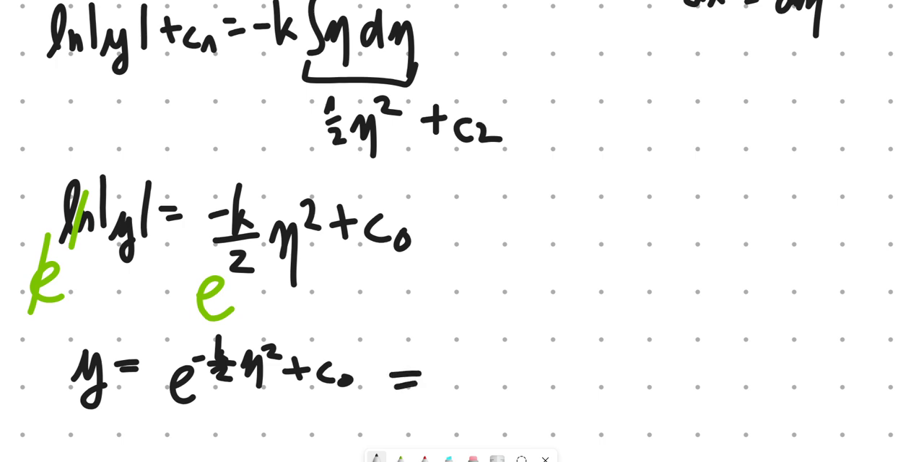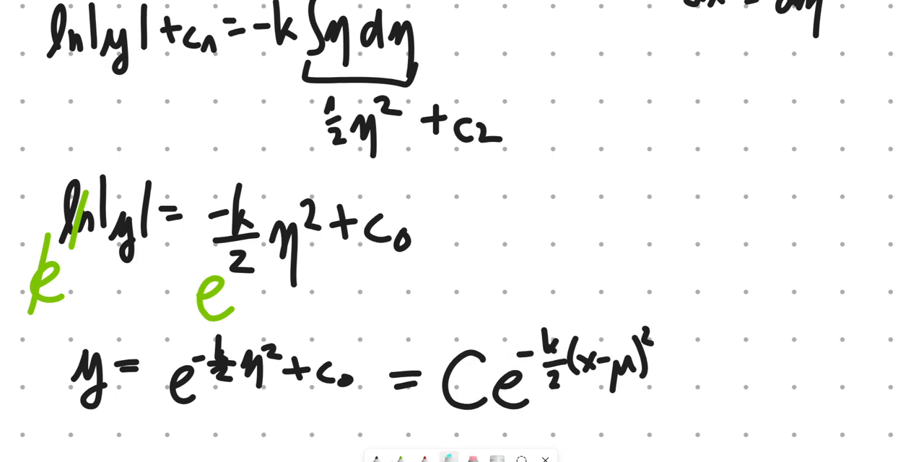Now eta squared is x minus mu squared, and by the exponential rules, we can separate c0 into its own exponent, and we have e to the c0, which is another constant. So I'm just going to call it capital C times e to the negative k over 2 times x minus mu squared.